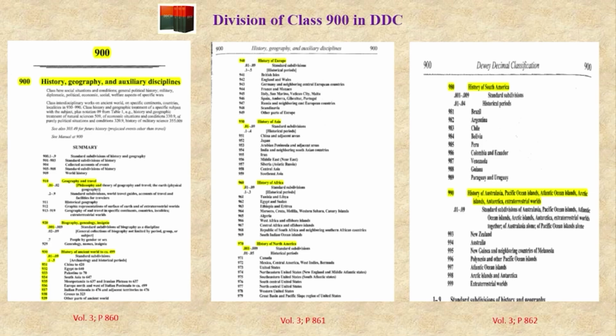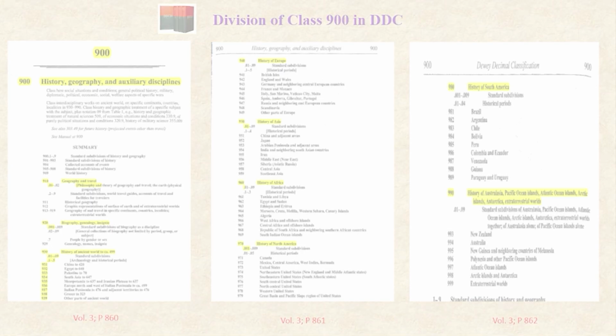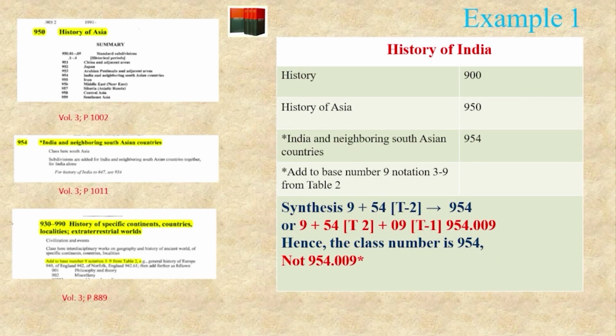It is marked in yellow color for understanding of the learners. You may also check the schedules physically to get an idea about this class. Now we will see different types of examples to learn this class.